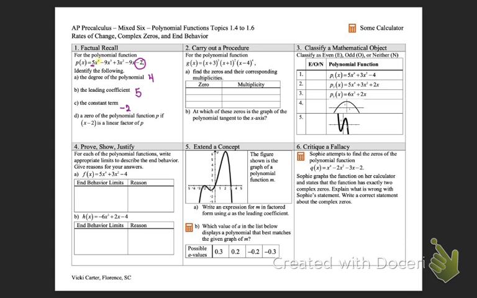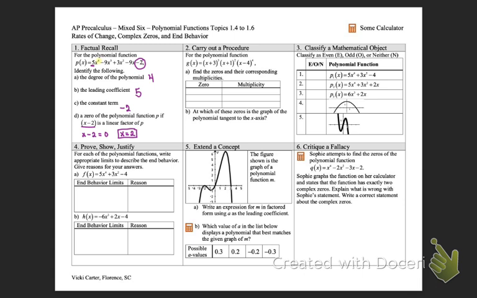D says a 0 of the polynomial function p if x minus 2 is a linear factor of p. Well, remember, if x minus 2 is a factor, then to find the 0, we would set that equal to 0. So that would mean that x equals 2 is a 0 of this function as long as x minus 2 is one of the factors, okay? So that's a little bit wordy there, but that's what it is saying. Identify a 0 if I know that x minus 2 is a factor. So that would be x equals 2.